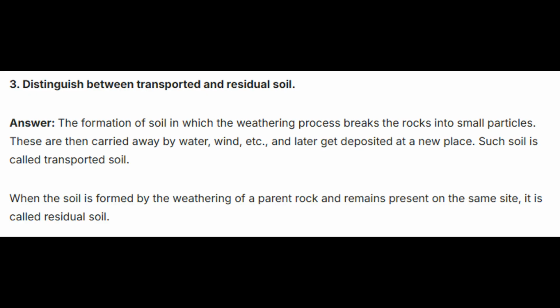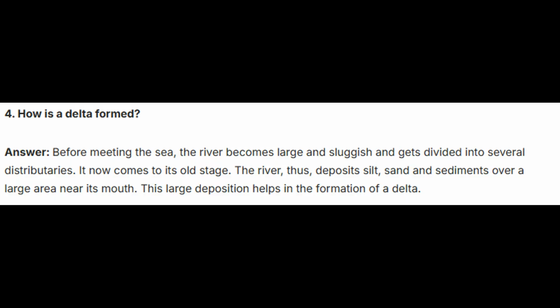Third, distinguish between transported and residual soil. Answer. In the formation of soil, the weathering process breaks the rocks into small particles. These are then carried away by water, wind, etc. and later get deposited at a new place. Such soil is called transported soil. When the soil is formed by the weathering of a parent rock and remains present on the same site, it is called residual soil.